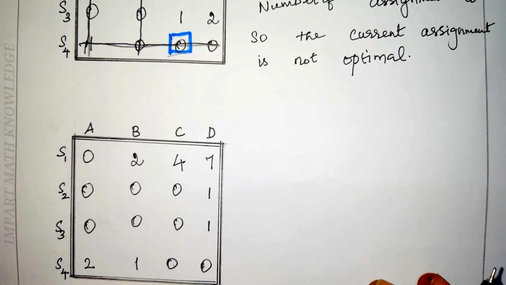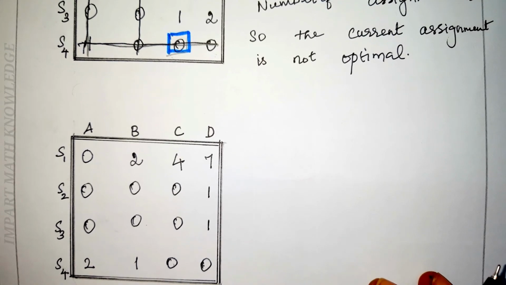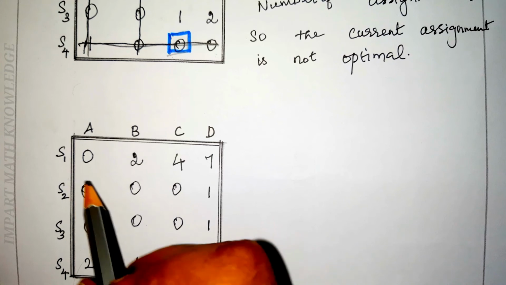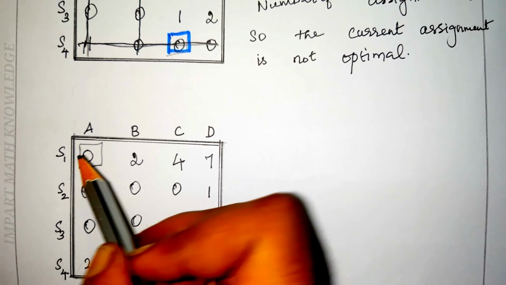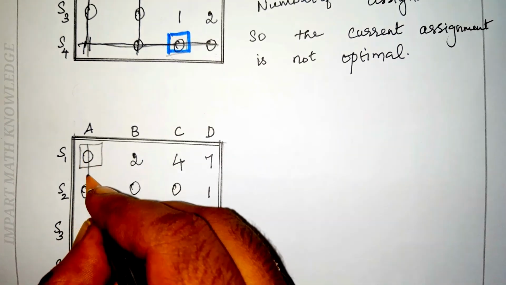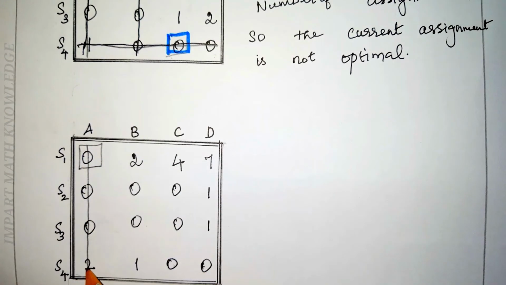Now with this you have to find the assignment. For finding the assignment, we have to go for row scanning first. First row you have a single 0, so you mark square. Once you mark that value, you have to draw a vertical line passing through that 0.